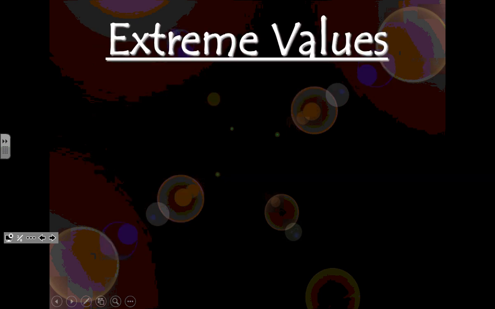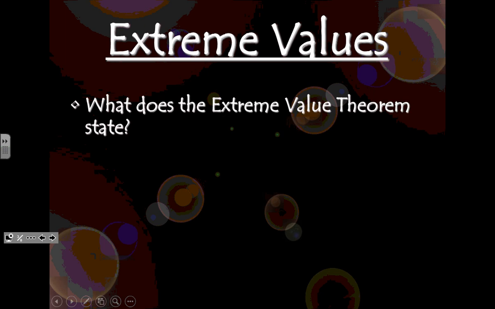Okay, so let's review what an extreme value is. So first off, we've got to talk about what the extreme value theorem says. So when we're dealing with the extreme value theorem, the good news is there's only one condition that has to be met. What's the condition that has to be met for the extreme value theorem to apply? The function has to be continuous on the closed interval. Okay, if the function is continuous on the closed interval, what has to happen on the interval? There has to be a maximum and there has to be a minimum, right?